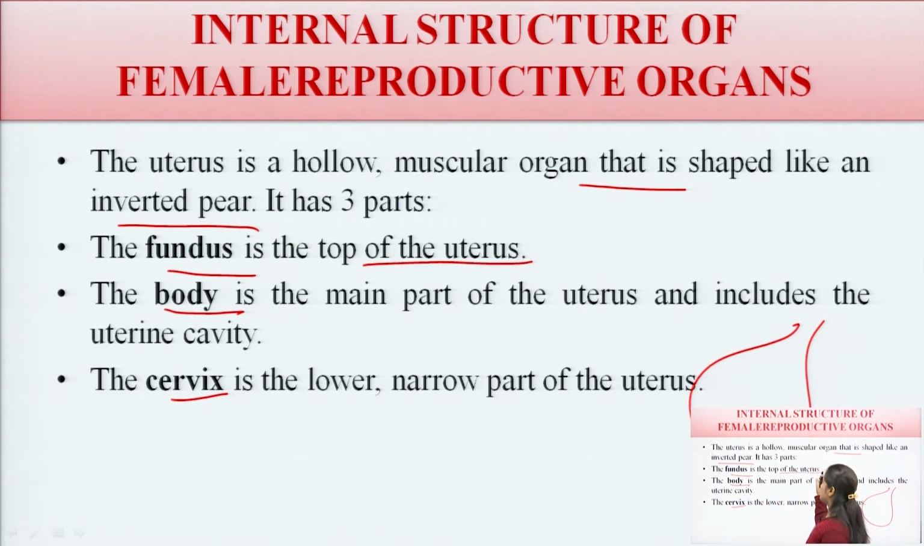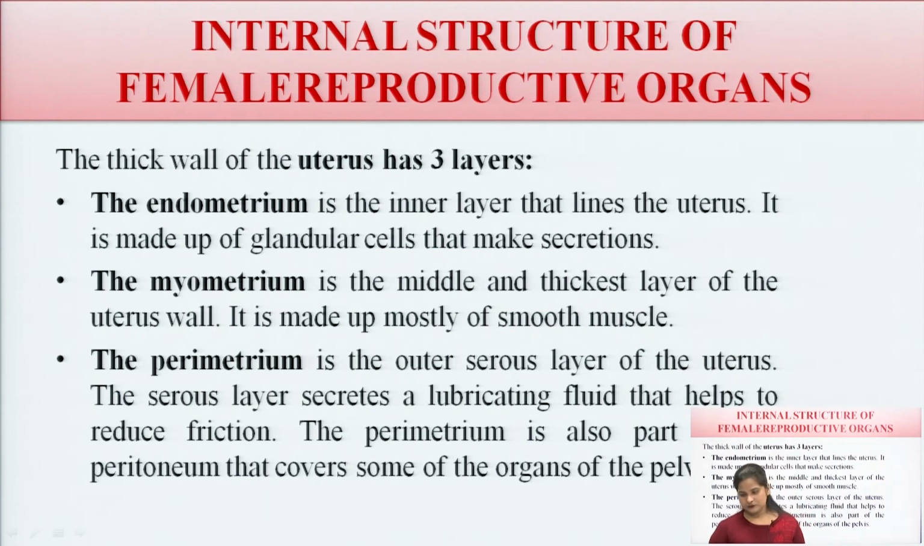The fundus is the top of the uterus. The body is the main part of the uterus and it includes the uterine cavity. And the fundus is upper, and the cervix is the lower and narrow part of the uterus. So this is the segmentation of the uterus: the fundus, body and cervix.